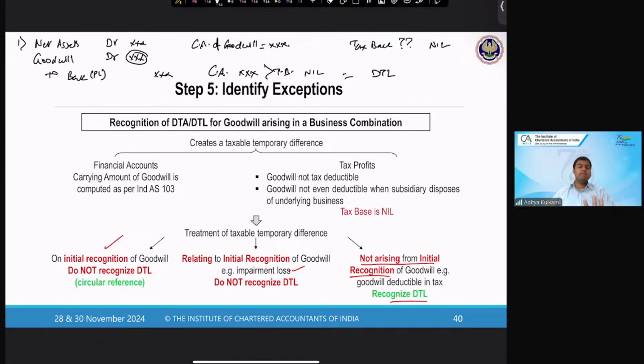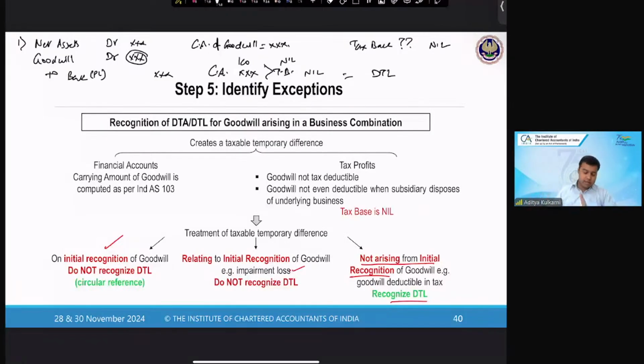As per pure concept, do you agree? Forget that we are doing exceptions. Just because we have done step 1, carrying amount of goodwill, let us suppose it is 100. Tax base of goodwill is 0. So carrying amount is 100, tax base is 0, carrying amount is greater than the tax base. So therefore, if carrying amount is greater than the tax base, then it is pertaining to an underlying of goodwill, which is an asset. So it gives rise to a DTL. Is everybody okay with this?